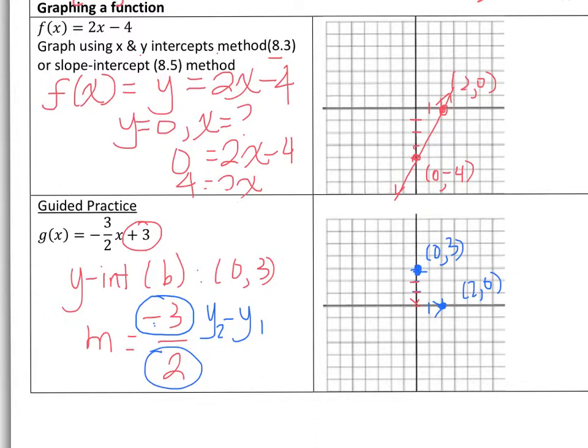And if you're unsure if this is the right point, you can always double check to see if the slope is still negative 3 over 2. 3 subtract 0 is 3. 0 subtract 2 is negative 2. Yes. Or you can plug in 2, 0 into this equation. So if I plug in 2 here, negative 3 plus 3 is 0. So yes. And I can connect my dots.